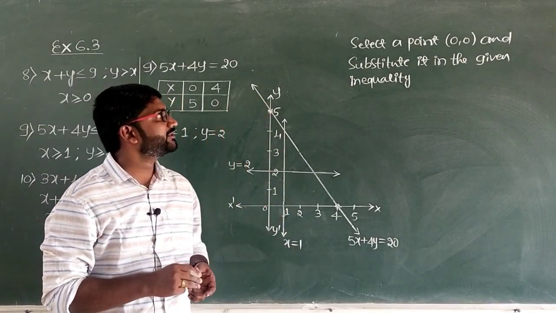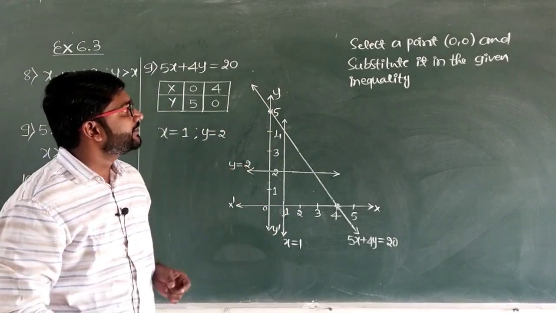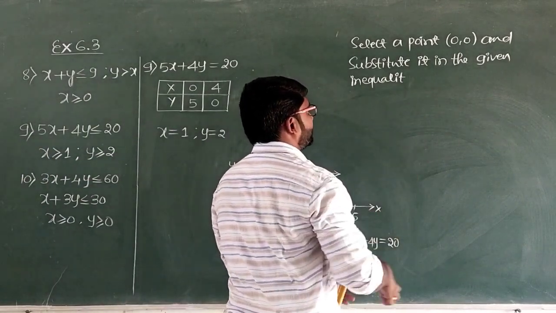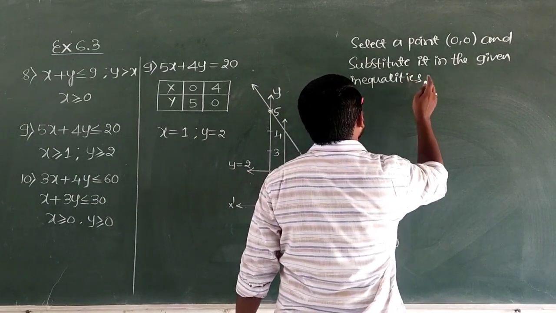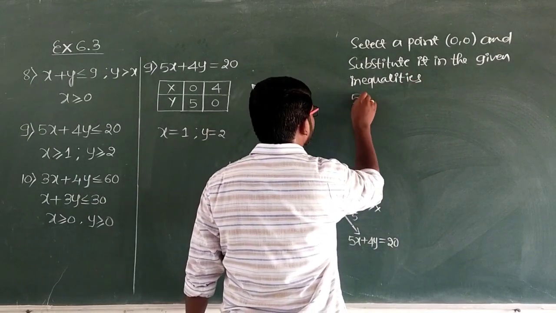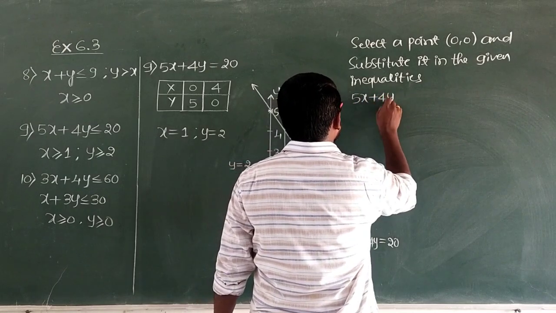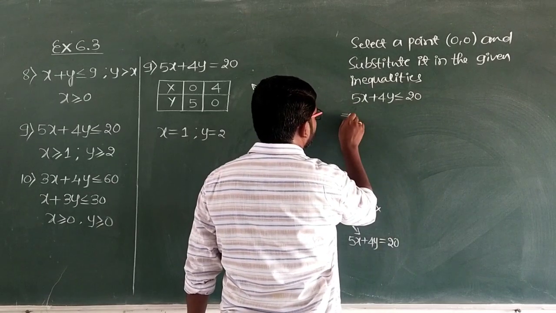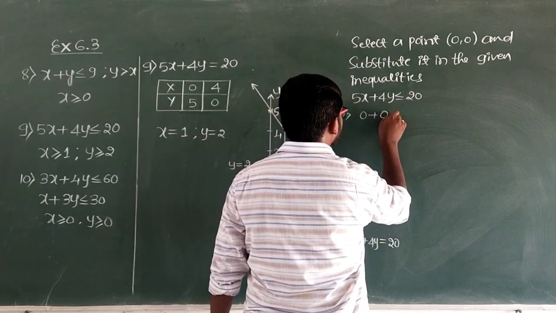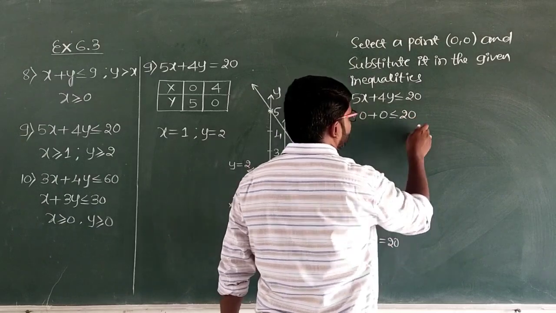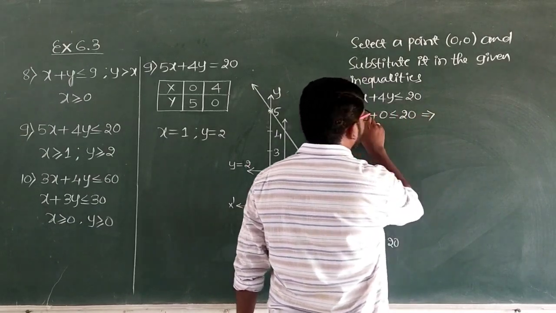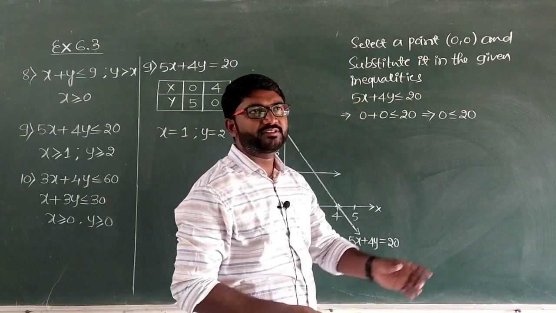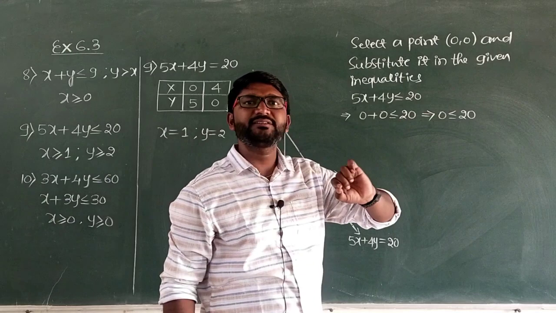Now we have to go for the shading process. Select a point 0, 0 and substitute it in the given inequalities. In all the three inequalities we have to substitute the point. First inequality, 5x plus 4y less than or equal to 20. This implies 0 plus 0 less than or equal to 20, so 0 less than or equal to 20. Read from this side: 20 greater than 0 means it is true.